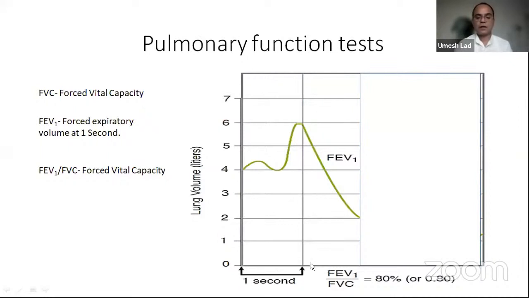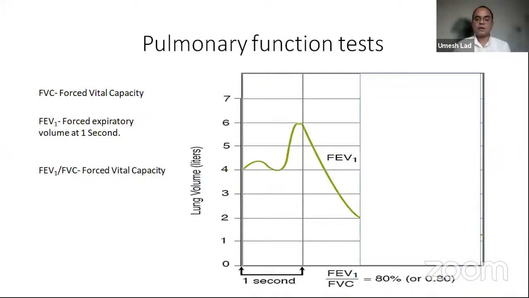This is also 1 second, and where we start the expiration, we start here, and this is at the end of 1 second. Now this volume of air is called FEV1: the amount of air that is exhaled by forceful expiratory effort in the first second of expiration. This definition is important: forceful, and at the end of the first second. Now how much of the air can be exhaled in the first second? Approximately 90 to 95% of the air can be exhaled.